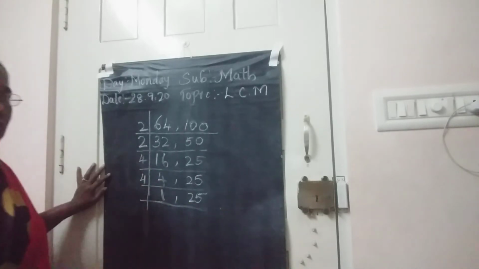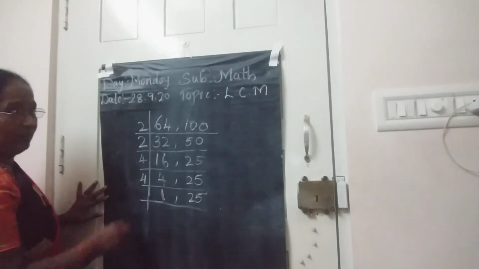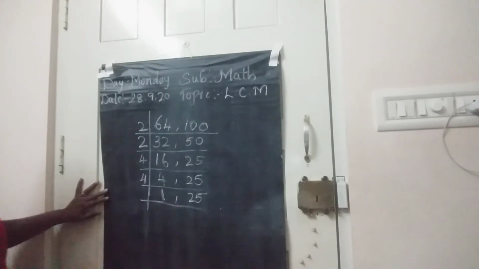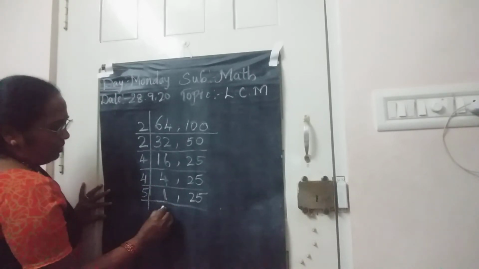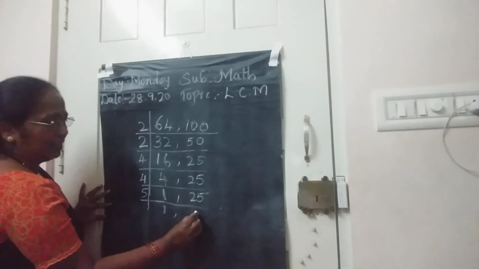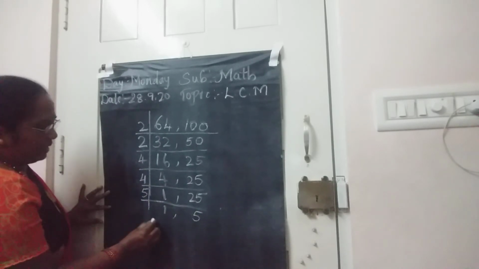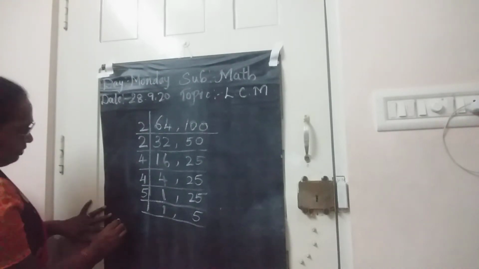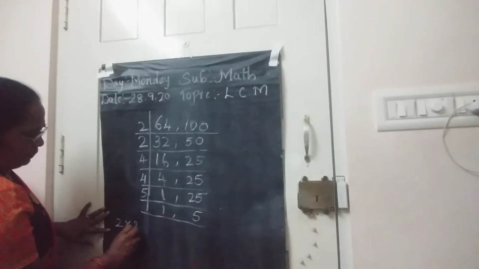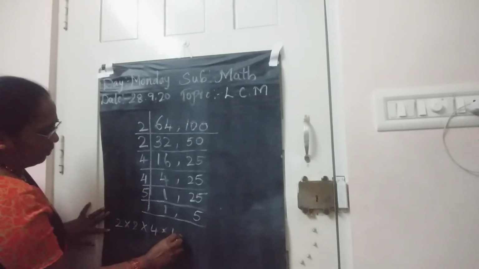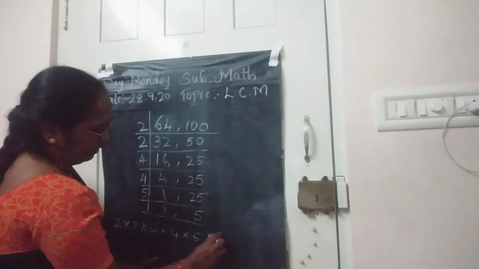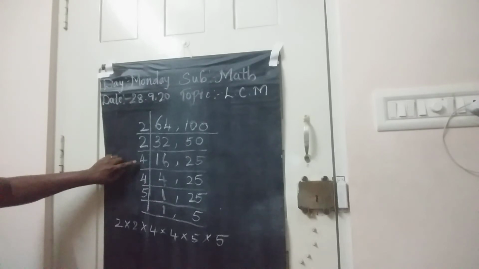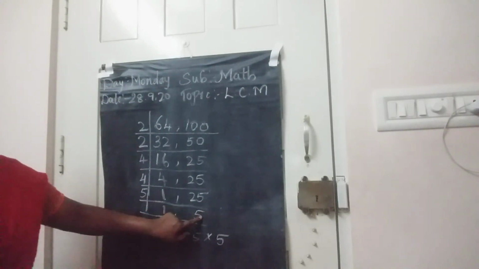And if you want, I can do that again. So here 25 will go in which table? 25 will go in 5 tables. So I take 5 here. So 1 will be as it is. Here 5 5s are 25. Then I leave this like that only. Now I am taking 2 into 2 into 4 into 4 into 5 into 5. See, 2 into 2 into 4 into 4 into 5 into 5.